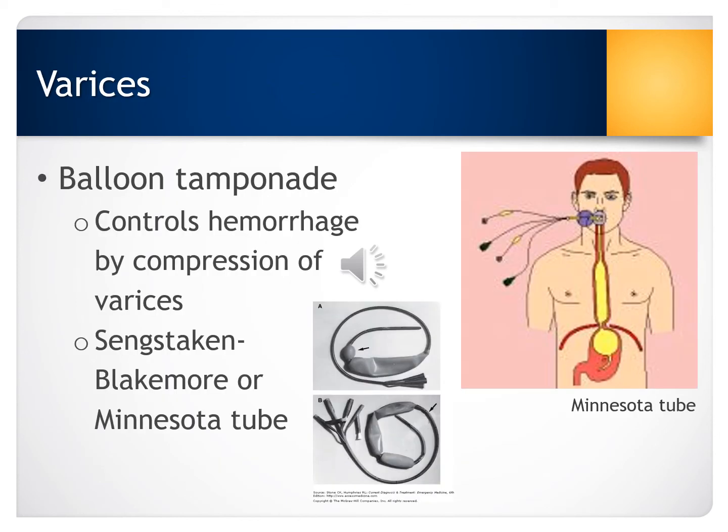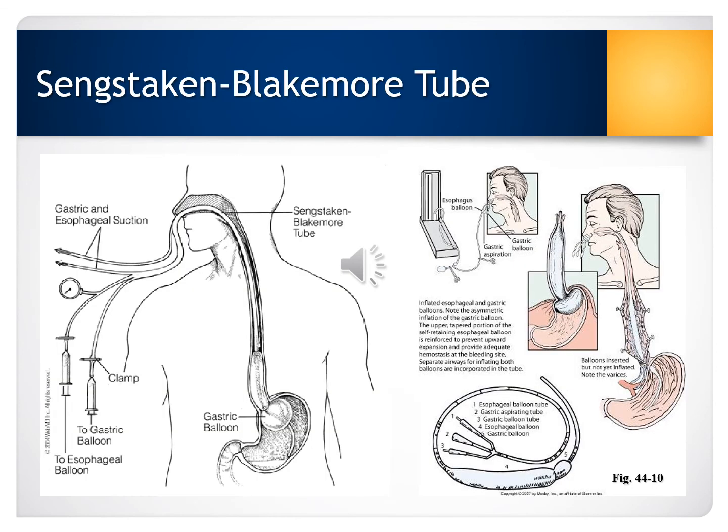Balloon tamponade may be used in patients with acute esophageal or gastric variceal hemorrhage that cannot be controlled by endoscopic procedures. Balloon tamponade controls the hemorrhage by mechanical compression of the varices. Different types of tubes are available. The Sengstaken-Blakemore Tube, which is here for you in an image, has two balloons, gastric and esophageal, with 3 lumens. One is for the gastric balloon, one for the esophageal balloon, and one for gastric aspiration.